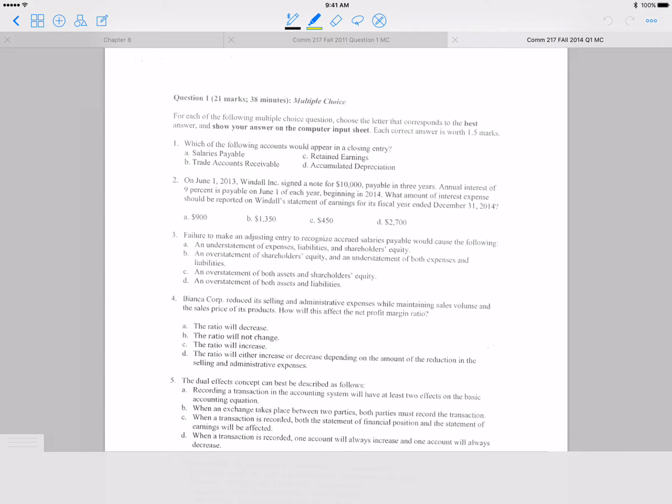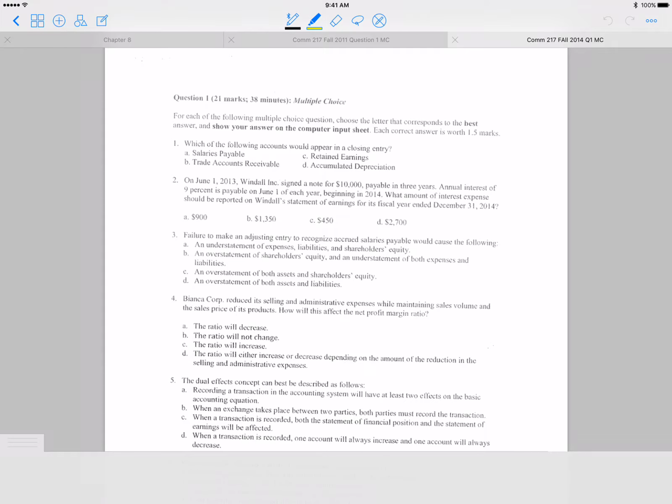Hi everyone, today we'll be solving the COMM 217 2014 question 1, which is the multiple choice section. So we'll start off with question 1. Which of the following accounts would appear in a closing entry?